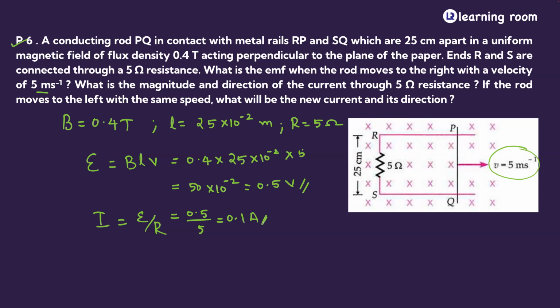So how do you do that? You need to use Fleming's right hand rule. When you use Fleming's right hand rule, first extend your forefinger in the direction of the field, and extend your thumb in the direction of its motion. And extend the central finger. So it is telling us it is in the upward direction. So it is going to be from S to R.